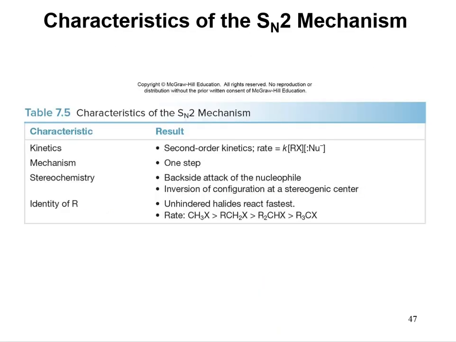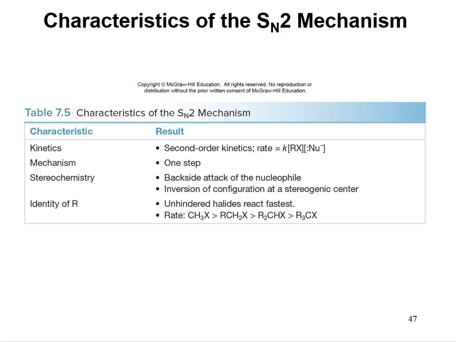To organize everything in your notes and in your minds, let's go through a summary of the characteristics of the SN2 mechanism. The kinetics are second order, which means that the concentrations of both the alkyl halide and the nucleophile affect the overall rate of reaction. The mechanism is one step, where the nucleophile attaches at the same time the leaving group departs. The stereochemistry will be inverted if there is a chiral starting material, or if it is cis or trans, because the nucleophile needs to approach from the less hindered side, which is the back side.